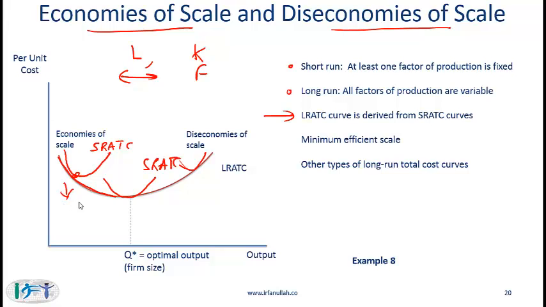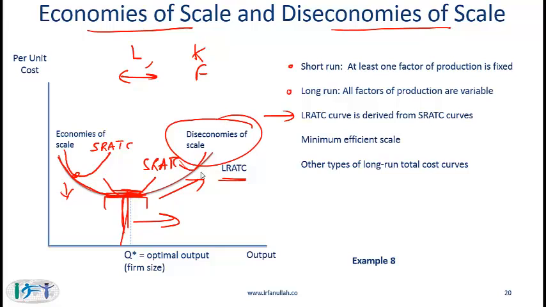This point over here is called the minimum efficient scale. What that means is that if our quantity produced is in this region, our long run average total cost is the minimum. So this is the efficient point, and we can also say that our optimal output is over here. If we start producing beyond that and our average total cost, specifically the long run average total cost, starts going up, then we say that we have diseconomies of scale.